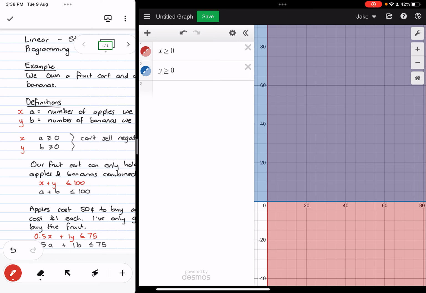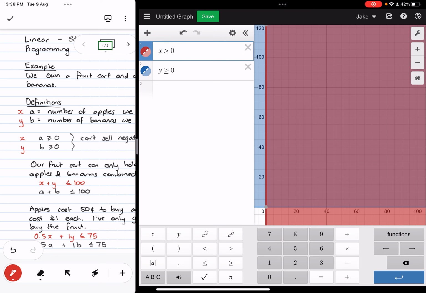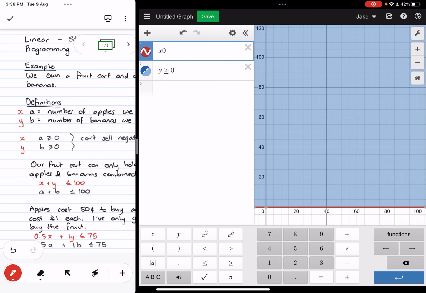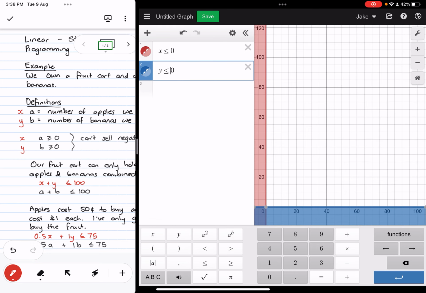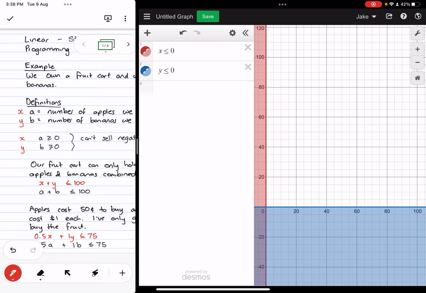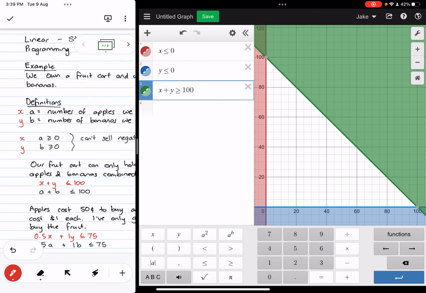So what we're going to do is instead of putting in the symbols this way, we're going to flip the symbols round. What that means is we're shading out the bits that we don't want rather than shading in the bits that we do want. So we can see now we've got rid of all of the negatives on the red and all of the negatives on the blue. Our next equation is x plus y has to be less than or equal to 100. But remember, when we're popping into Desmos, we flip the symbol around, so greater than 100. What that's doing is shading out all of the bits that are over 100, which is the bits where the fruit would not fit in our cart.